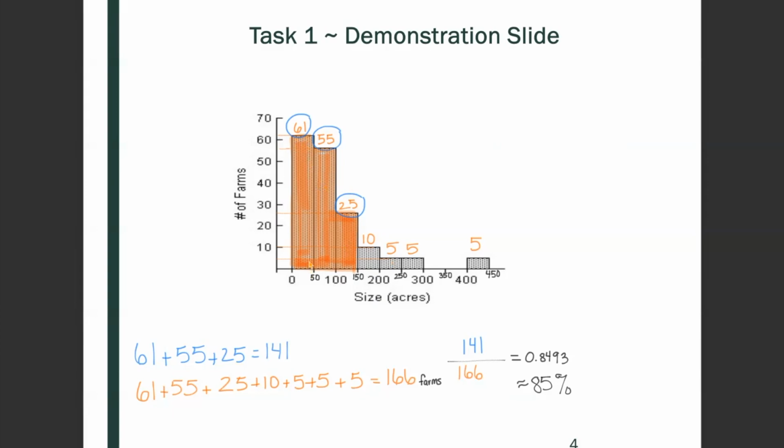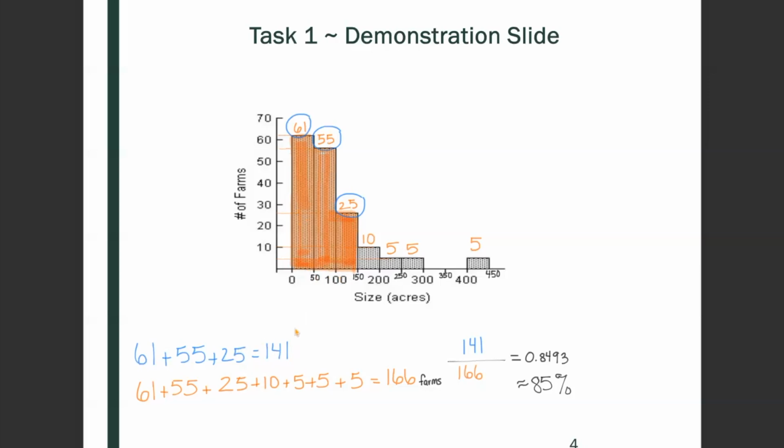So here, this first bin from 0 to 50 acres, there's around 61 farms that are that size. And then from 50 to 100 acres, there's approximately 55 farms that are that size. And then from 100 to 150 acres, there's around 25 farms that are that size.